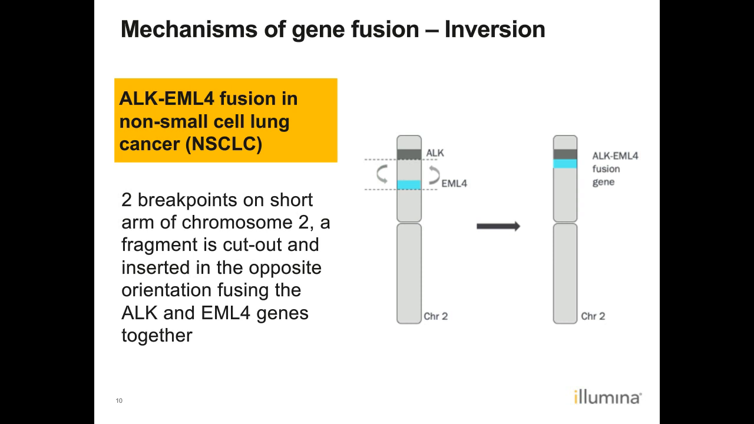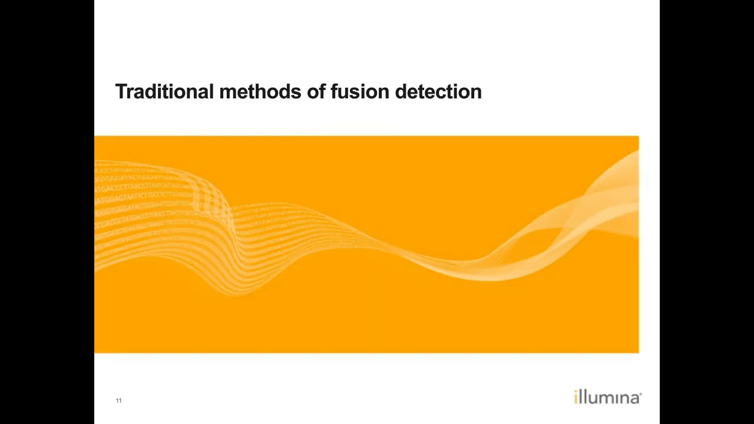It occurs as a result of 2 breakpoints on the short arm of chromosome 2. The fragment between the breakpoints is cut out and inserted in the opposite orientation, fusing the ALK and EML4 genes. Expression of the fusion gene leads to constitutive ALK signaling, which can contribute to increased cell growth, survival, and metastasis. Now that we have covered how the fusions are formed, let's discuss traditional methods of fusion detection.